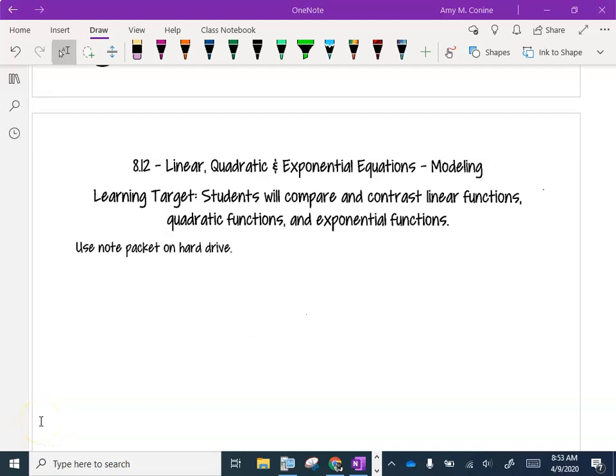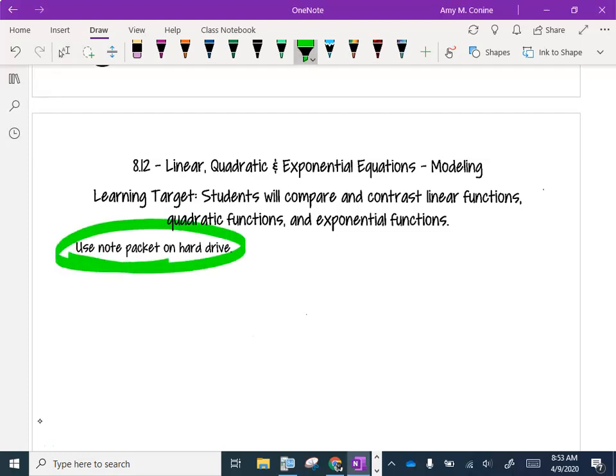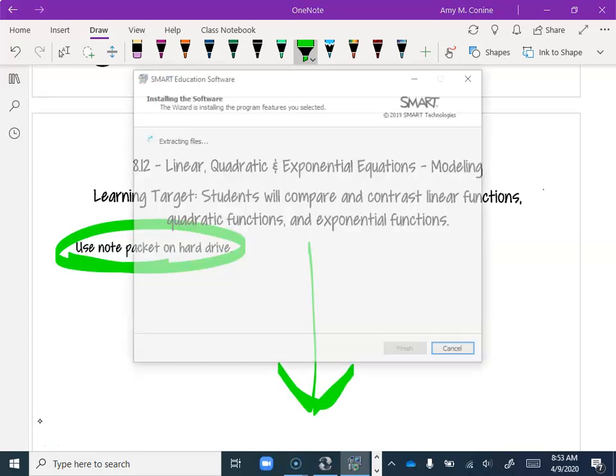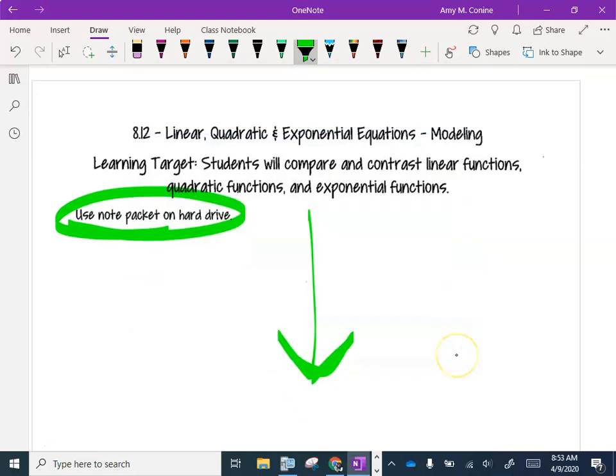Hey everyone. Alright, so we're going to do linear, quadratic, and exponential modeling. So you have this lovely note here. We're going to use our note packet. So we're going to go down to the next page.